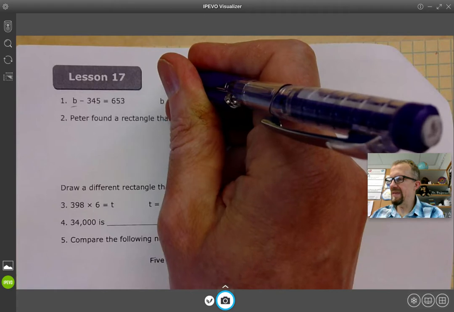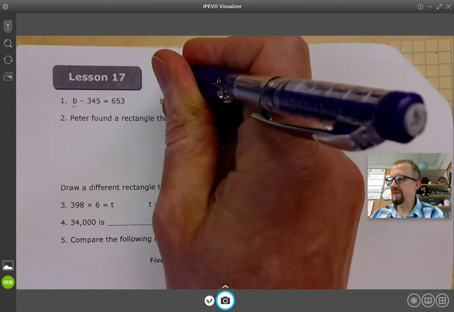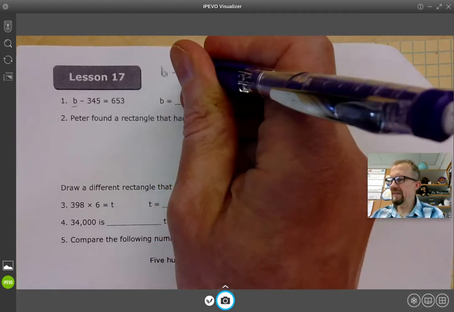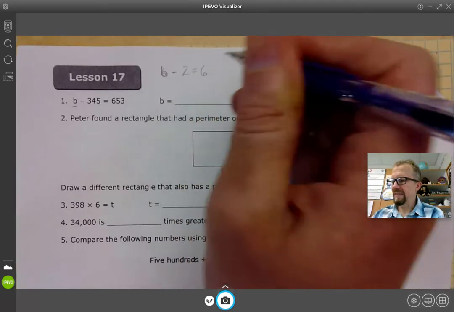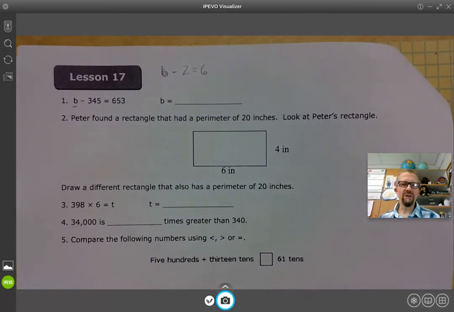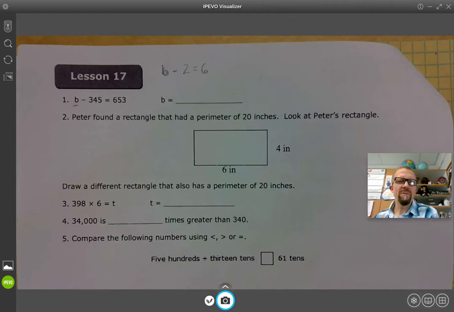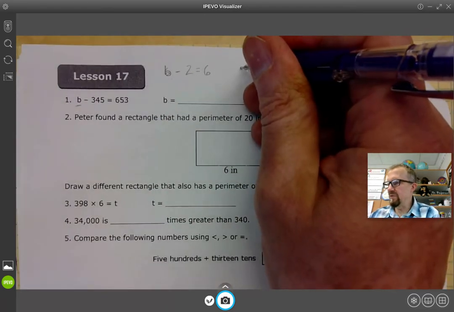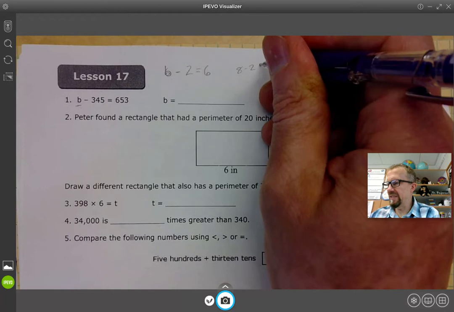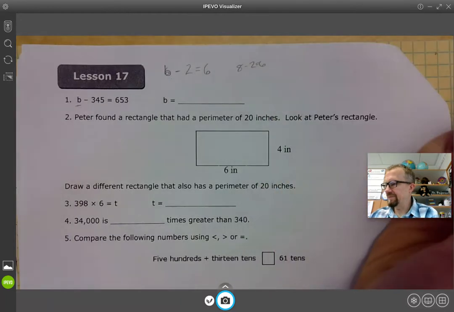So I'm going to show you a simpler problem to maybe make this make more sense. So what if it was b, sorry, that doesn't look like a b, b minus 2 equals 6. Would you know what b is now? You could pause the video and tell your neighbor or tell your teacher. What would b be now? Probably most of you said b would be 8 because 8 minus 2 is 6.